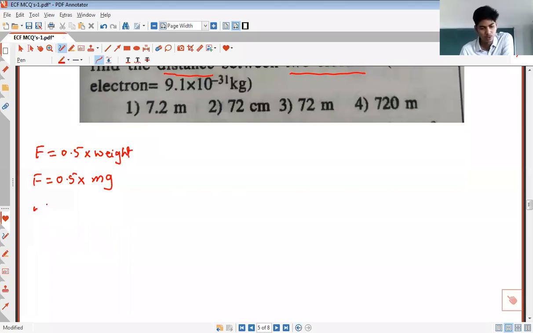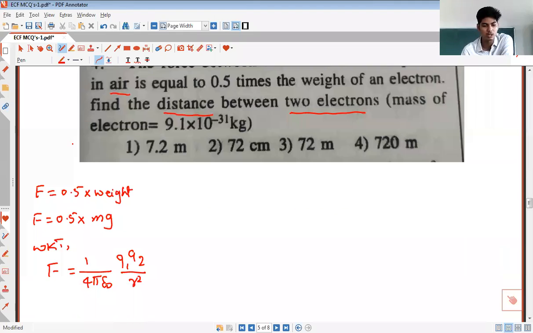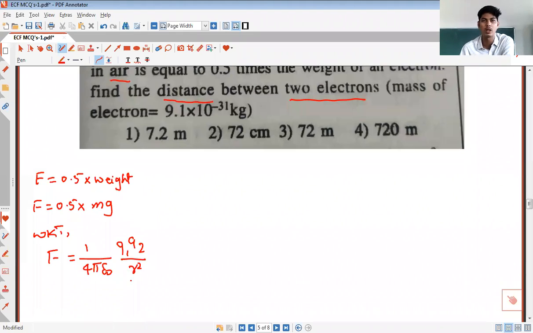We know that the force between any two charged particles is given by 1 by 4 pi epsilon naught q1 into q2 divided by r square. This is the force between two charges in air. When you are writing the force between two point charges in air, it should be written as 1 by 4 pi epsilon naught q1 q2 by r square, whereas in the presence of a medium, 1 by 4 pi epsilon naught k q1 q2 divided by r square, right?